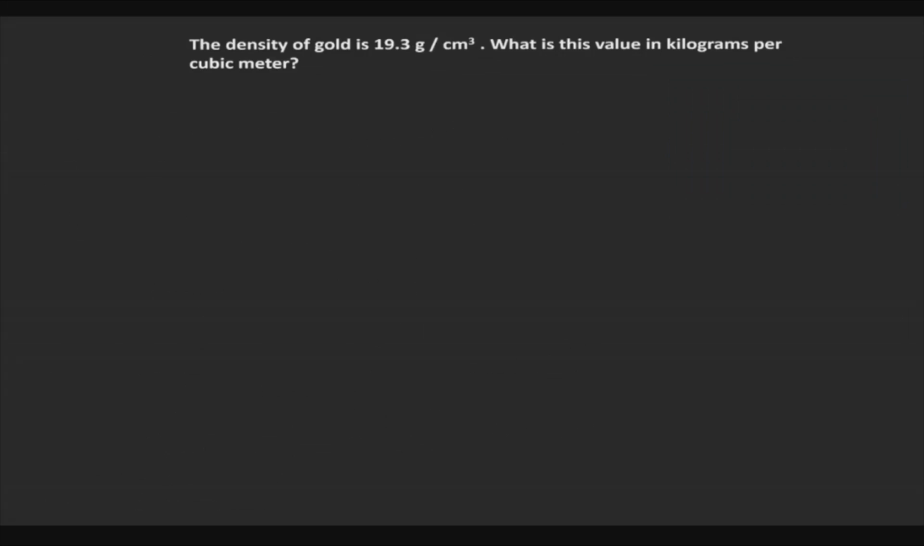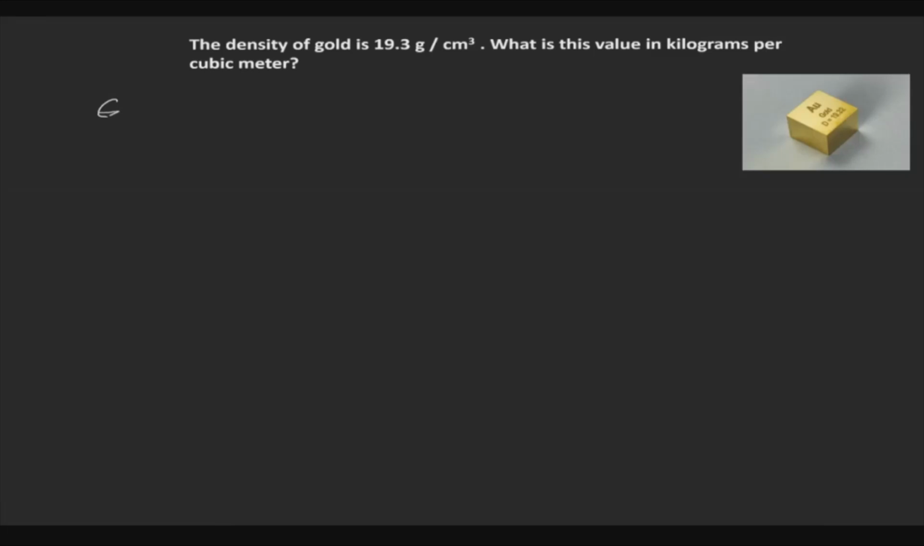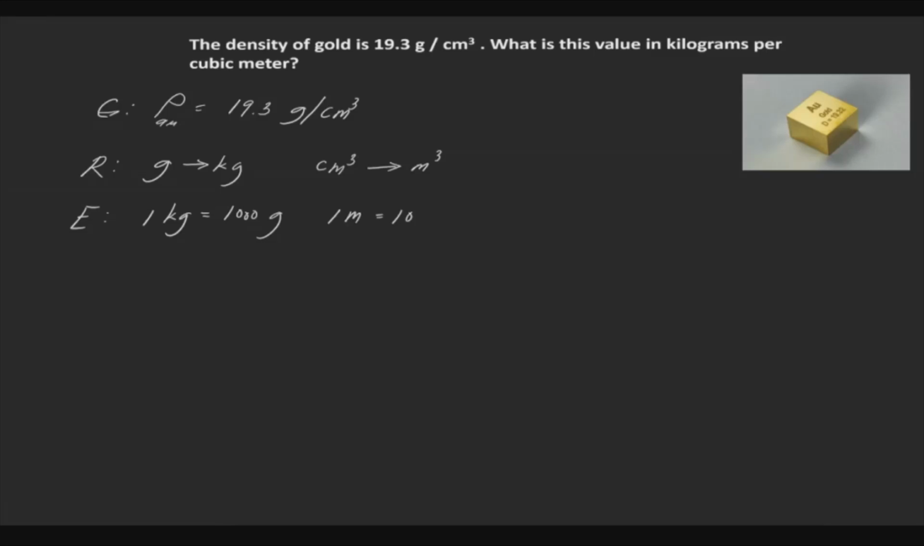For our third problem, the density of gold is 19.3 grams per centimeter cubed. What is this value in kilograms per cubic meter? Our given for the density of gold using the symbol ρ is equal to 19.3 grams per centimeter cubed. We are required to convert grams to kilograms and centimeter cubed to meter cubed. For our equation, we have the conversion factors. 1 kilogram is equal to 1000 grams. And for every 1 meter, we have 100 centimeters.